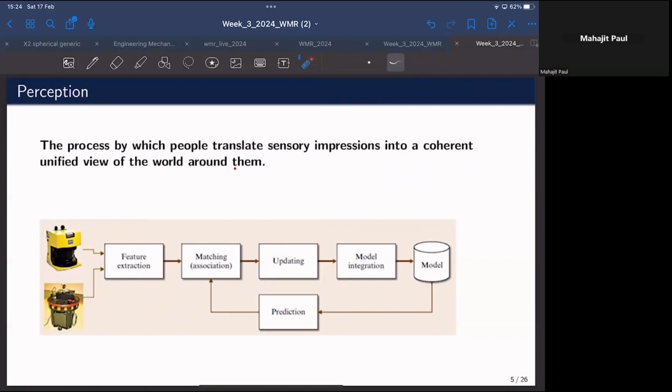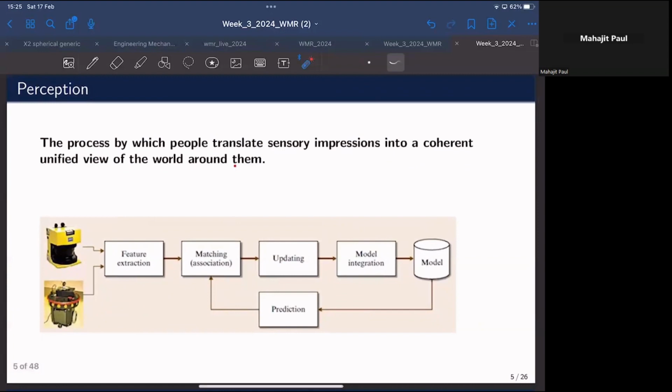Maybe if it goes by sensing some sort of landmarks or markers, it only needs to get the data, or extract where these markers are placed along the path. That is also what a mobile robot does. It translates sensory impressions into a coherent, unified view of the world around it, extracting only what is relevant to its locomotion so that it can have a coherent view of its own environment.